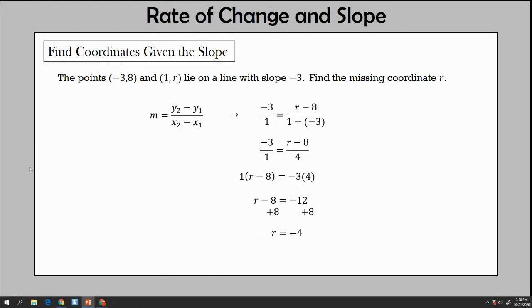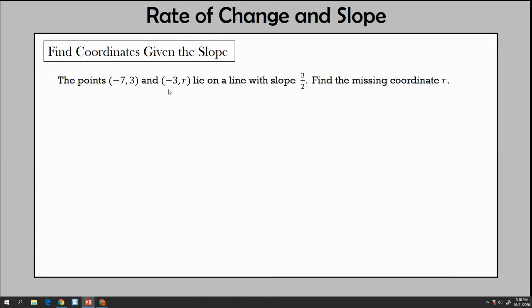Okay. So let's look at another one of these. In this case, we have points -7, 3 and -3, r, and they lie on a line that has a slope of 3 over 2. Find the missing coordinate r. It's the same concept. We're going to take our slope formula: slope equals y2 minus y1 over x2 minus x1. And we're going to substitute in the slope. m is going to become 3 over 2, because that's what the slope is.